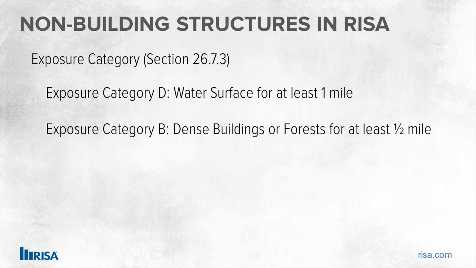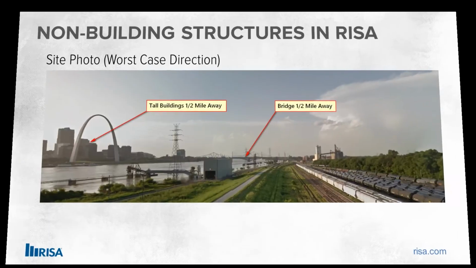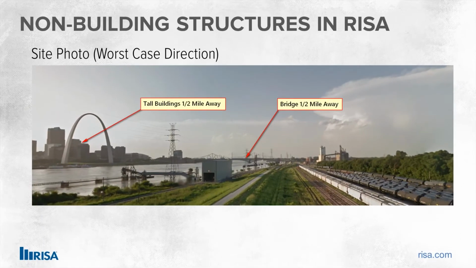So here's category D, category B, and category C, so you can see an explanation of which one of those are. Next, let's take a look at a site photo in this case. Here we can see where this will actually be built. We can see this photo was taken right from where this tank is going to go. We can see that we have the St. Louis skyline right over here, and that's got some tall buildings. Certainly the arch isn't going to be doing anything to block any wind, but those tall buildings conceivably could, although they are a half mile away. And then we have a tall bridge as well that's a half mile away.